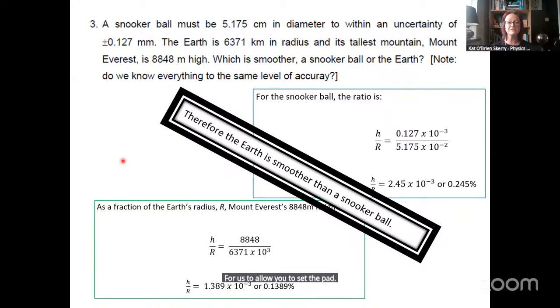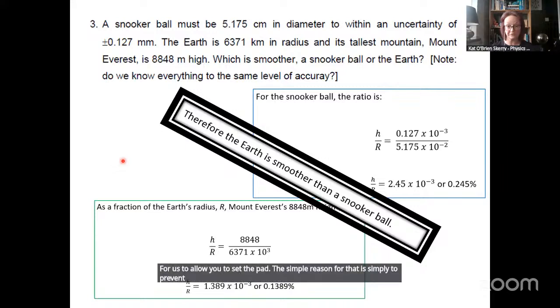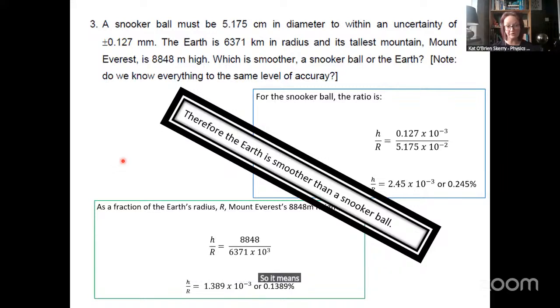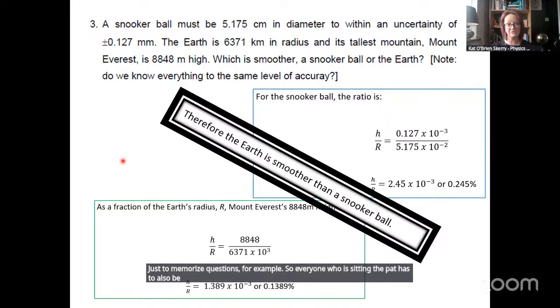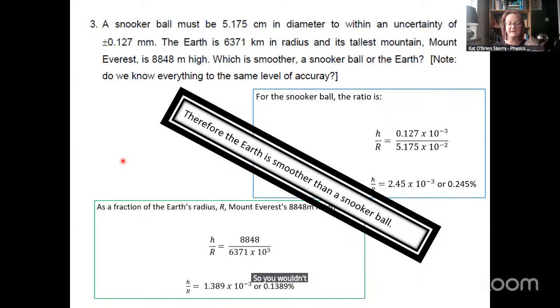The simple reason for that is to prevent fraud. So it means that we have no one going into the PAT just to memorize questions, for example. Everyone who is sitting the PAT has to also be applying to Oxford. So you wouldn't be able to sit it without applying to us.